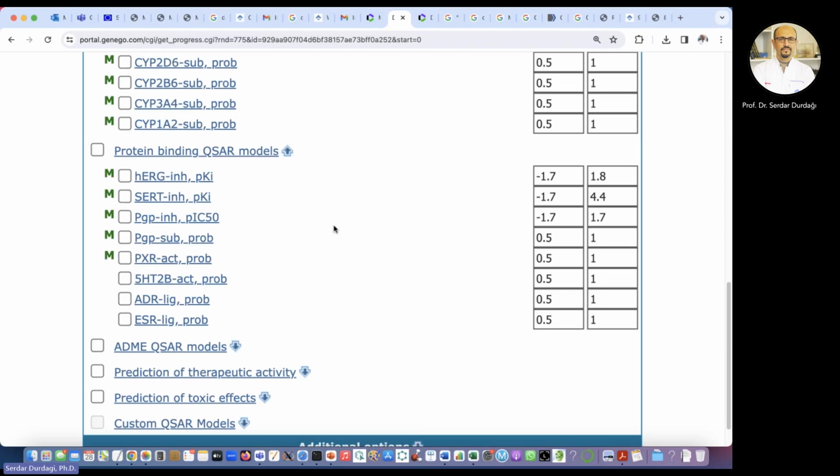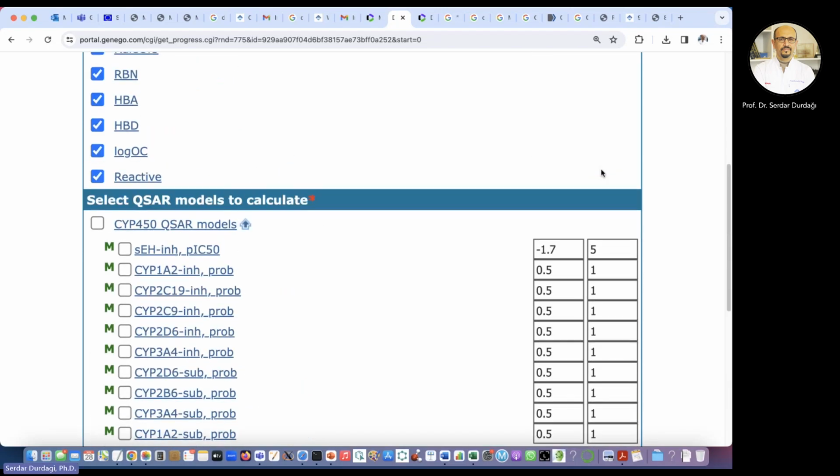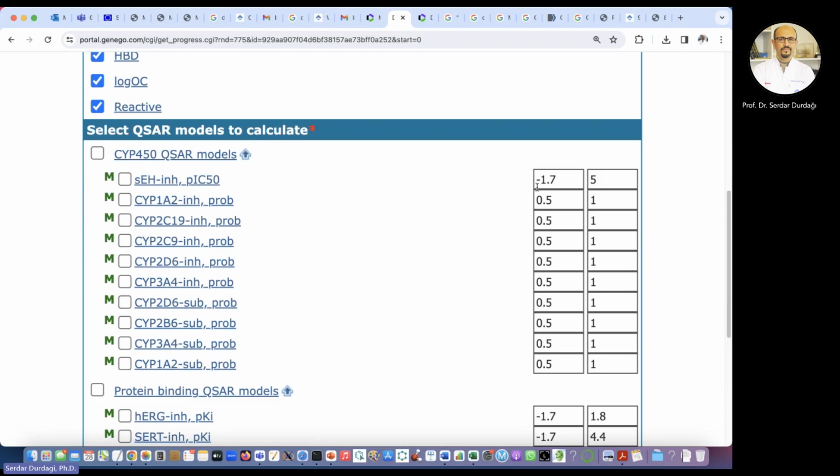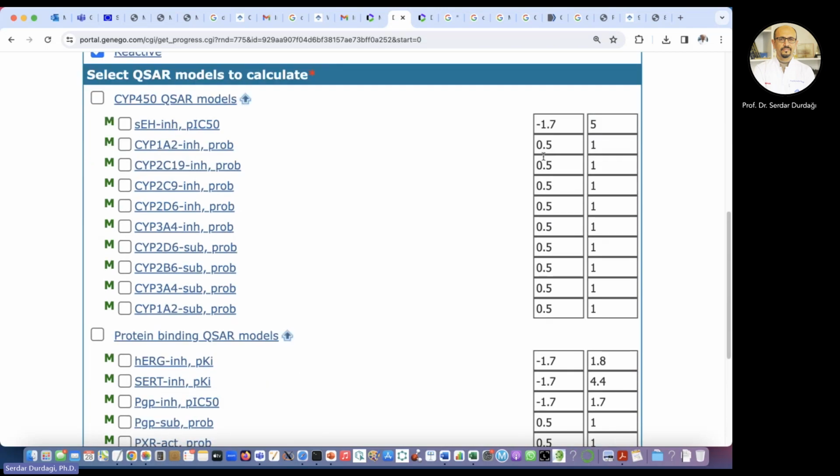So currently, the hERG protein structure is available. I think in 2017, the PDB structure became available, so you can do docking instead of going to check the QSAR. But you can also, without making the docking, get an idea about the activity of your molecules against the hERG channel. So here, values are given in this range, minus 1.7 to 5, 0.5 to 1, and so on. Sometimes you can see the values normalized between 0 and 1.